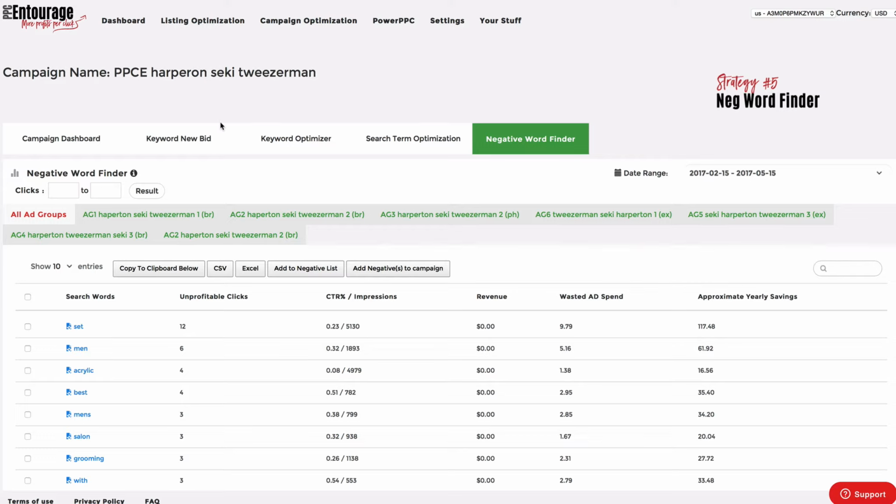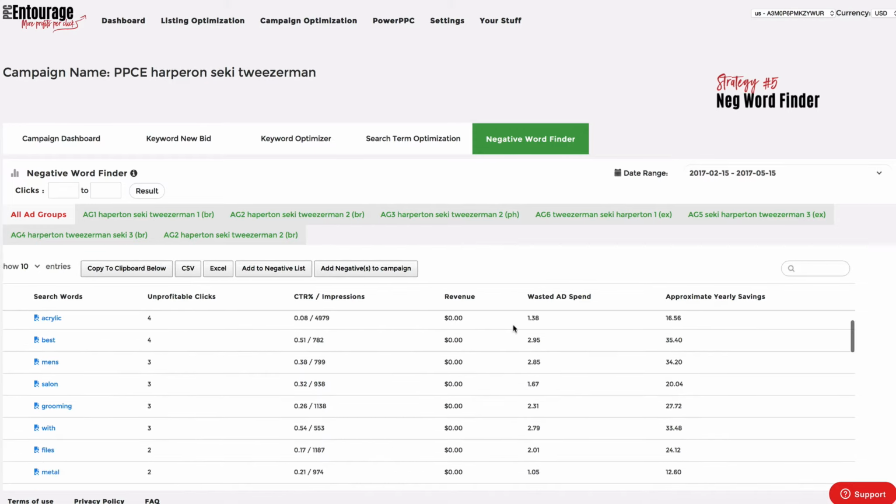So basically in negative word finder, you're going to see that we are in all of the ad groups, and then all of the individual words here that are associated with unprofitable clicks are going to show up right over here. Now, some of these will have sales and some of them won't have sales. So it's really going to be up to you to look at the word and ask yourself, is this word connected to my product? And if it is, is it worth keeping based on the data?